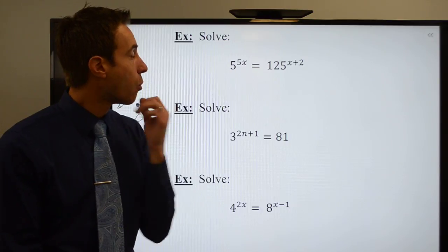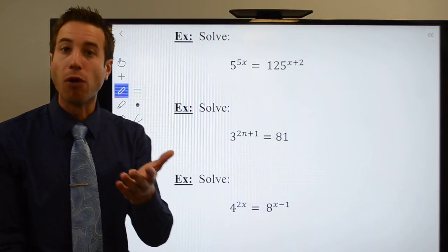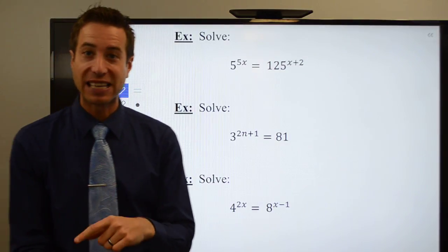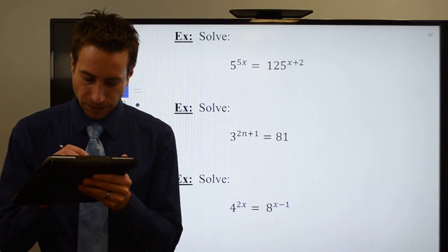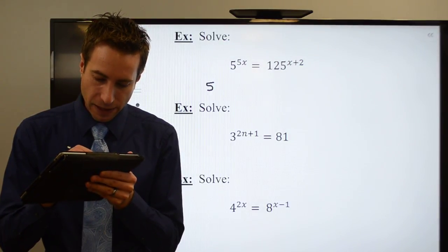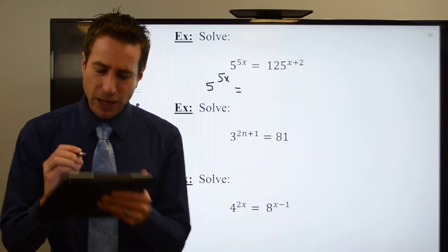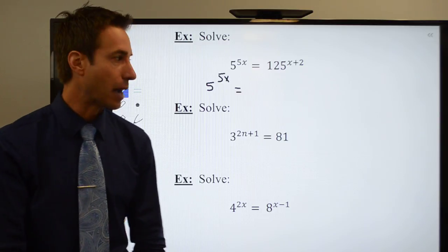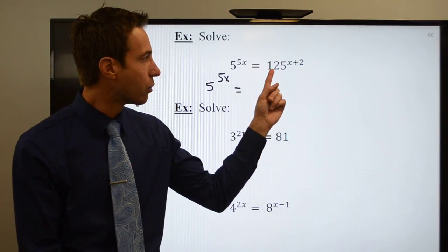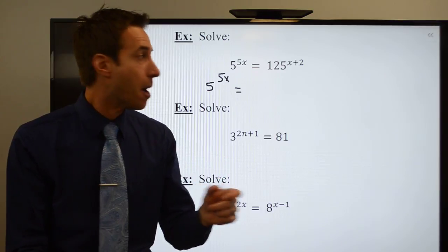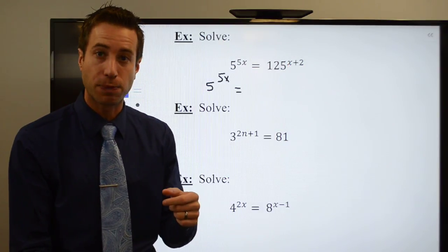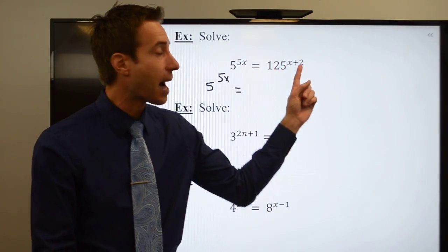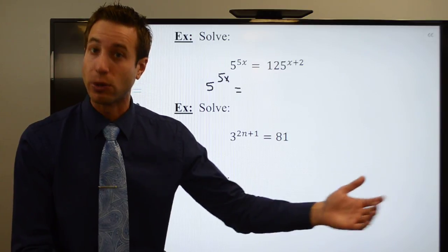Okay, I've got a 5 and a 125. Well, hopefully you pretty quickly recognize that I can rewrite the 125 as a 5 cubed. So I will have 5 to the 5x power. I think you'll be okay with this, right? Think about this for a second. If I write 125 as 5 cubed, but it's already raised to the x plus 2 power, what I'm going to have to do is multiply my exponents, and I'll multiply 3 by x plus 2. But I'll have to distribute the 3 through the x plus 2.